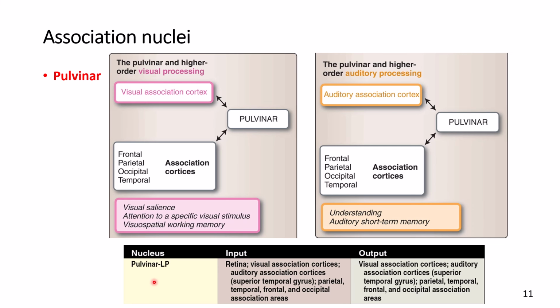You can see that the pulvinar here is connected to the different association areas. And the output is the same thing. The input and output are almost the same, except the retina, which is just an input. But for the brain itself, for the different parts of the brain, the association areas, the input and output are the same thing. So you can see that the association areas have bilateral communication with the pulvinar. And then the pulvinar has a specific communication with the auditory and visual association cortices.